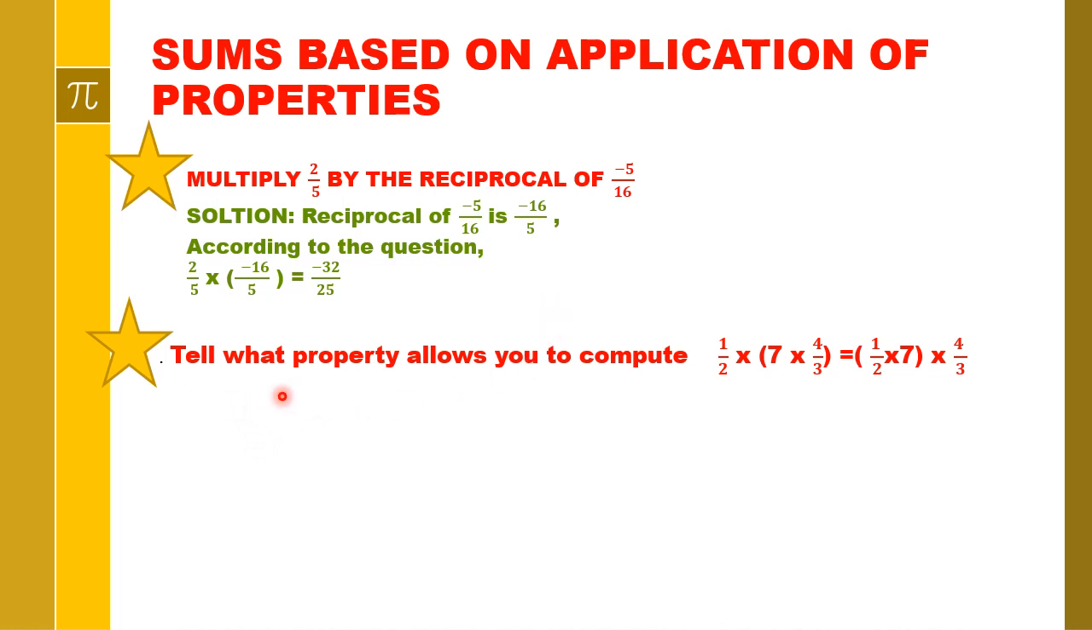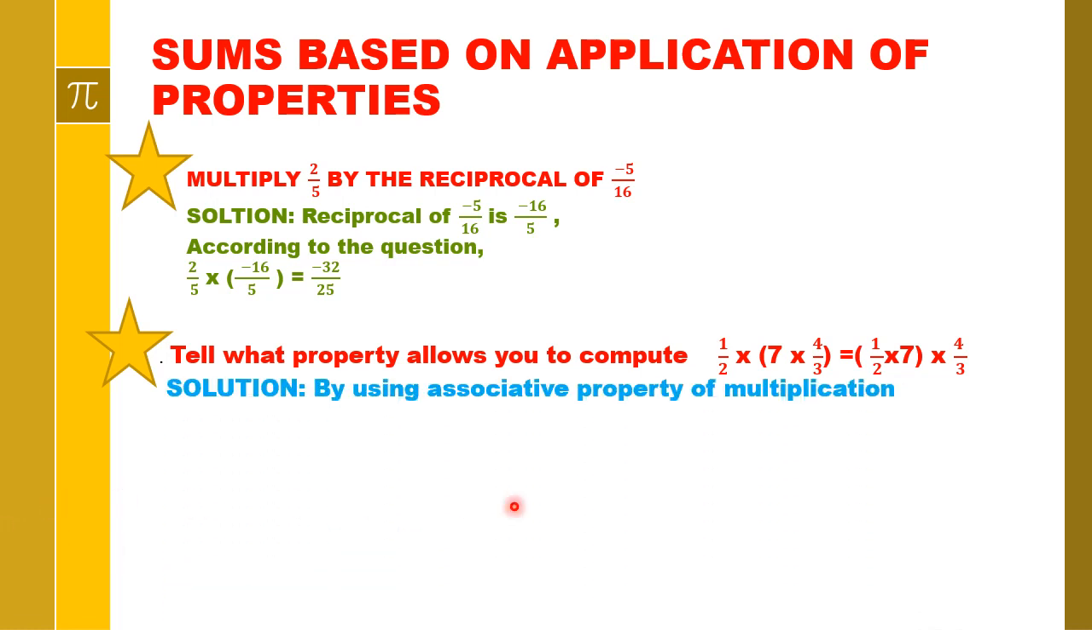Now the next question, how we have to compute the property. Here you see that the bracket is on the last two numbers, and here you can see the bracket has been shifted to the cluster of first two numbers. Shifting of bracket means which property, remember? Just guess. Yes, it is using associative property of multiplication, because there is also associative property for addition. So you are here using associative property of multiplication.